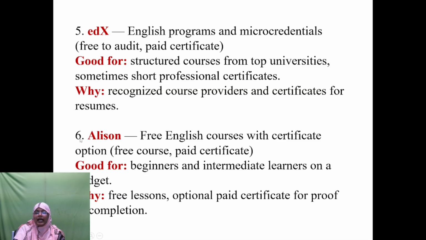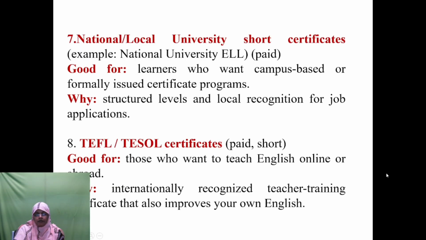Then we have Alison courses. These are free English courses with a certificate option. Free courses are available, and a paid certificate is also available. It is very useful for beginners and intermediate learners on a budget. We do not need to pay a lot of money. It comes under our budget. So there are free lessons and optional paid certificates for proof of completion. We have so many free lessons, and the paid certificate is optional. If we need a certificate, we have to pay for it.